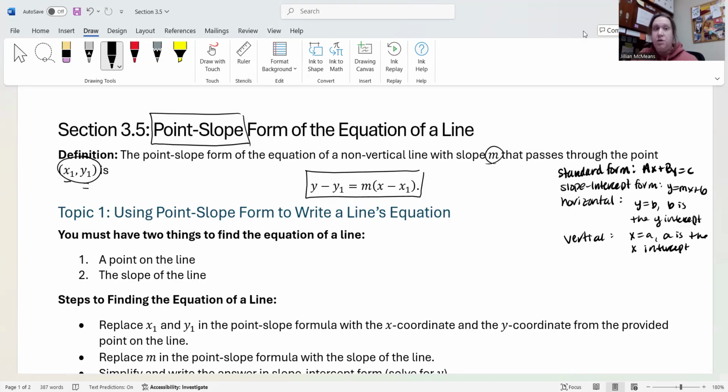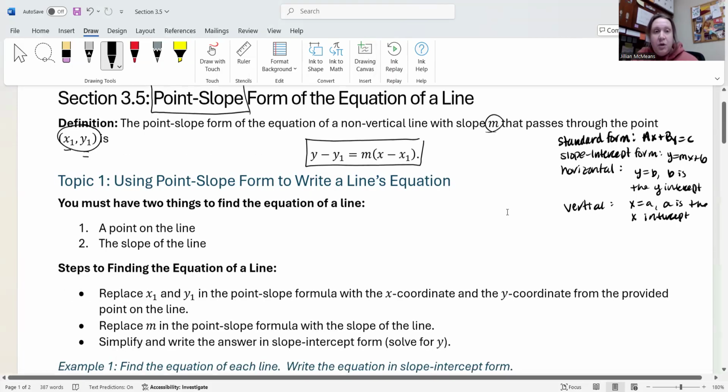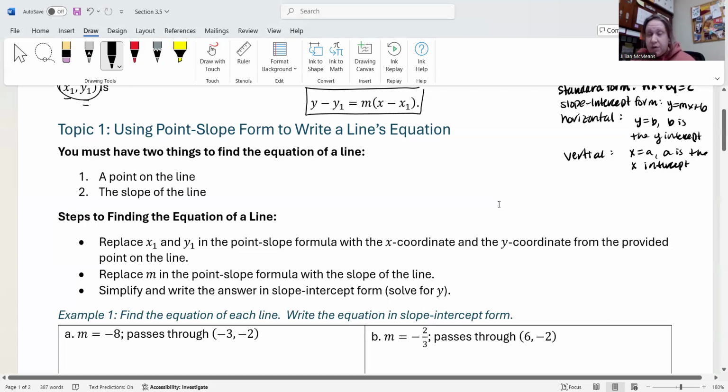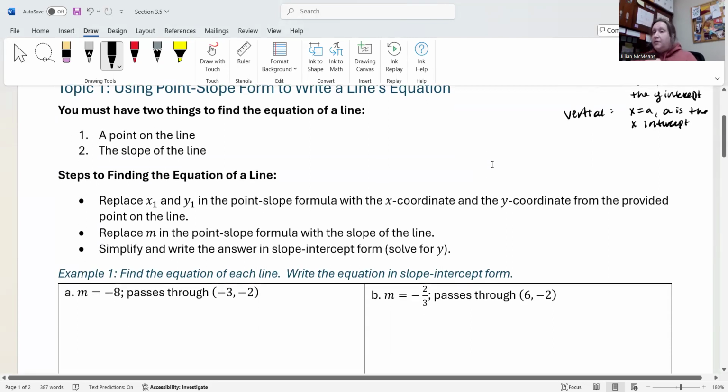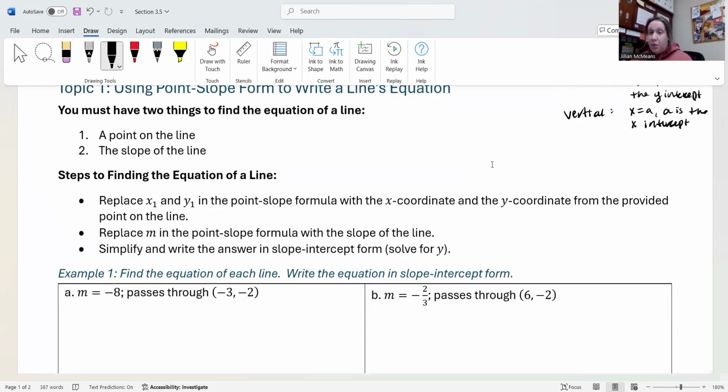Okay, so let's talk about how to use this. For topic 1, we're going to focus on using point-slope form to write the equation of a line. You have to have two things, period. In order to get the equation of a line, you have to at least have a point and a slope, or enough information to get a point and a slope. So we're going to start out with just having flat out a point and a slope of a specific line given to us.